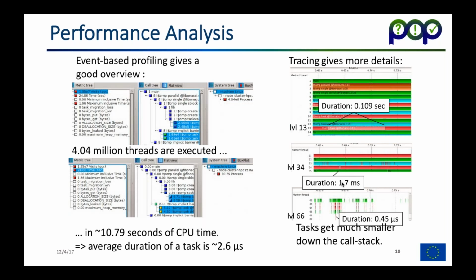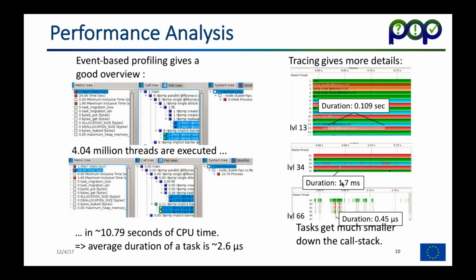If you have a closer look at it with a tracing-based performance tool like the Vampir tool I show on the right-hand side of the slides here, what you can see is basically the call stack of the master thread when it executes this program. And what I want to point out is that on the different levels in your recursion, the tasks have a very different size. At the upper levels, like on level 13 shown here, you have tasks of the duration of 0.1 second roughly. So this is a pretty big task.